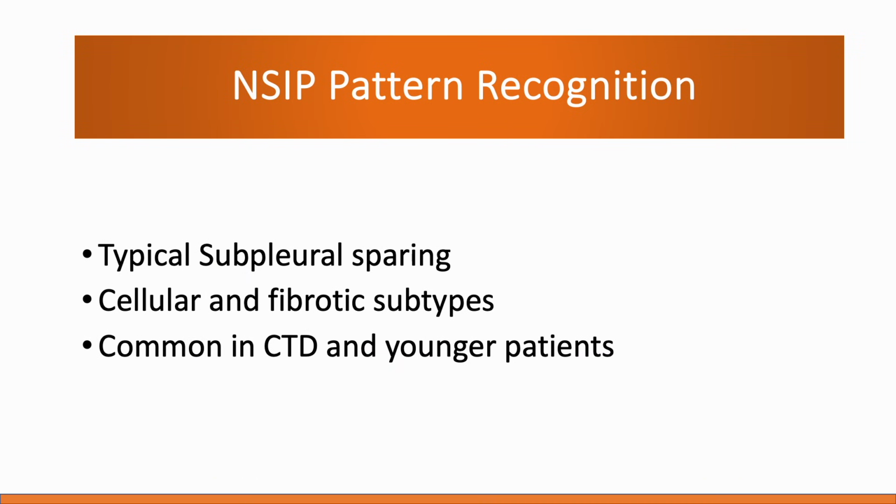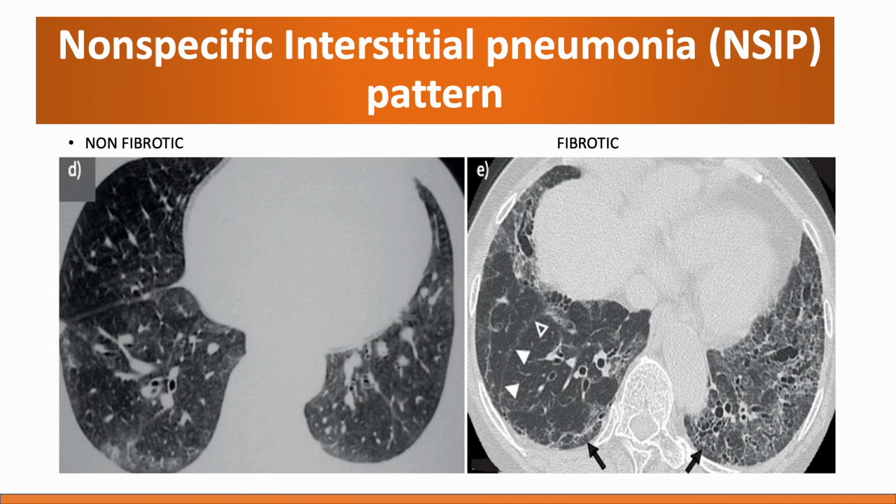Coming to the number two pattern, the NSIP pattern recognition. What are the three things that we are looking for? We are looking for subpleural sparing, which is very, very important in NSIP. NSIP also has two types, the cellular and the fibrotic subtypes. The more fibrotic NSIP, we are expecting it to look a little more like UIP. And NSIP pattern is one of the most common patterns again, and it's also common in multiple other problems like connective tissue diseases. So here is the CT scan of an NSIP.